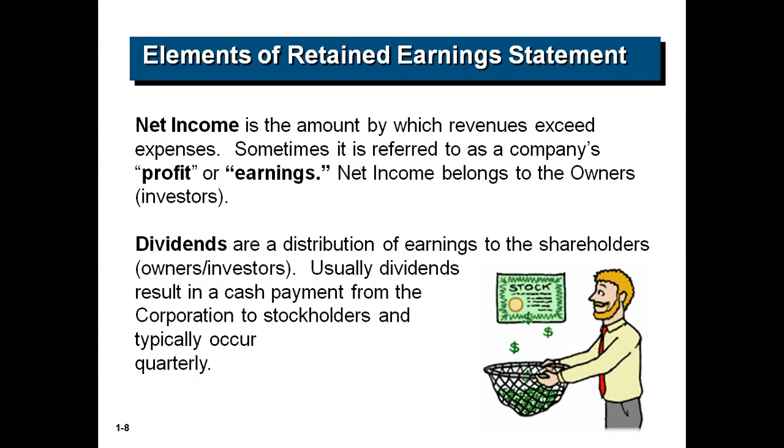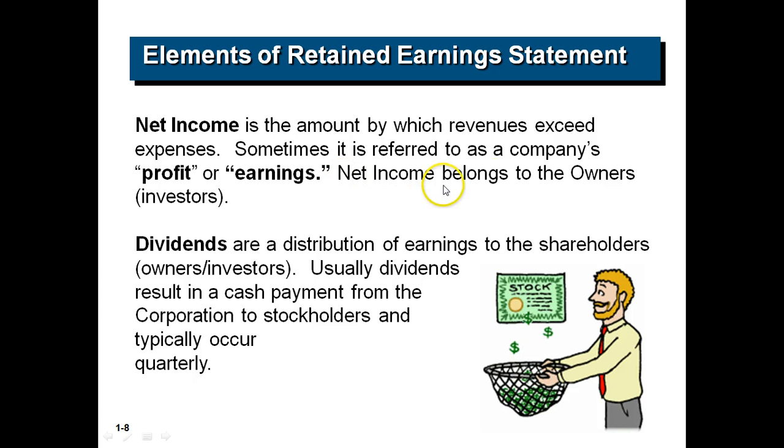Okay, the second financial statement is the retained earnings statement. And there are a couple of main activities reported on the retained earnings statement. One is net income, which we just saw on the income statement. That's the amount by which revenues exceed expenses. Sometimes it's referred to as a company's profit or its earnings. So you kind of have to get used to the jargon. There are various synonyms meaning the same thing. Net profit or net earnings or net income all refer to the same thing.